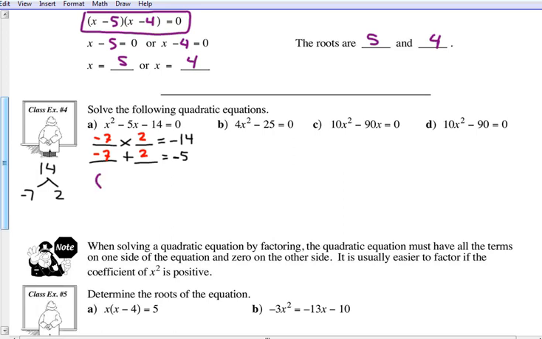So how would we write this in factored form? Just x minus 7, x plus 2 equals 0. Just simple. We didn't have to break it apart. It's simple. Okay, so our solutions. x equals 7, not 2, negative 2. Okay, next guy.